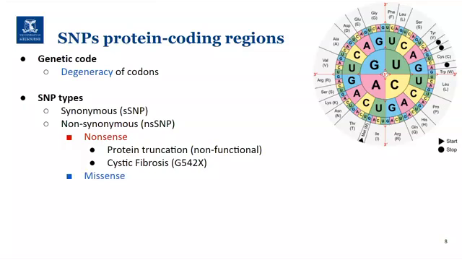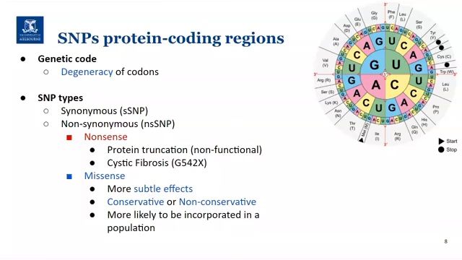And we have a different class of non-synonymous SNPs, which are missense mutations, which are quite interesting because they could have very subtle effects. So on missense mutations, I'm changing one amino acid residue to another. Let's say if I change AAG to AGG, so I'm changing from lysine to arginine. That's a missense mutation. And missense mutations can be divided into conservative and non-conservative. And they're more likely to be incorporated in the population given that they might have subtle effects. Okay? However, their effects are very difficult to predict.